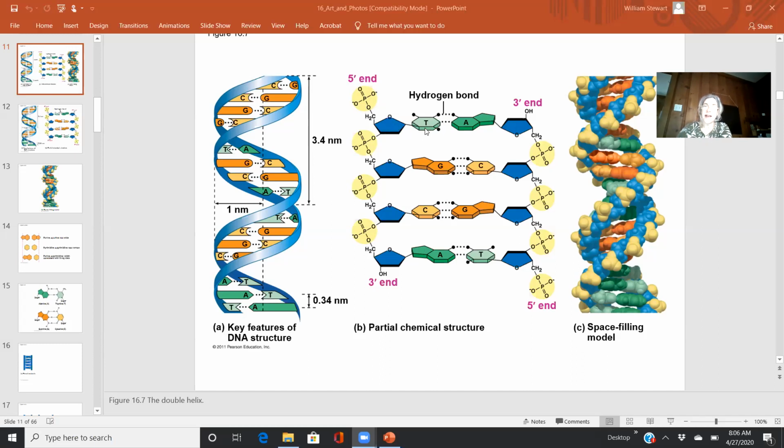So here's thymine, which is a pyrimidine. And notice that it's paired with a purine, A, right? And A always pairs with T, and G always pairs with C. That's the complementary part, the complementary base pairing.